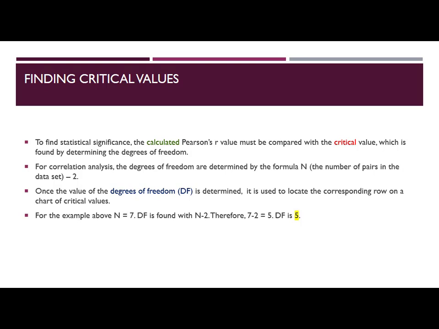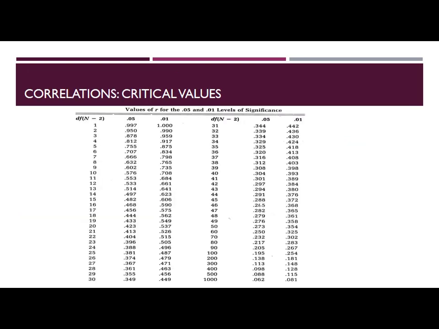So you might be asking, okay, we found a degrees of freedom of 5 for this set of data. So what do we do with that 5? We look on a chart. For social sciences, you already know that the default position is usually going to be a p-value of 0.05. Well, okay, so take a look. On the left-hand side of this chart, you see at the top it says df n minus 2. We know what our df n minus 2 is. It's going to be 5 because the number of pairs we had was 7, and 7 minus 2 is 5.